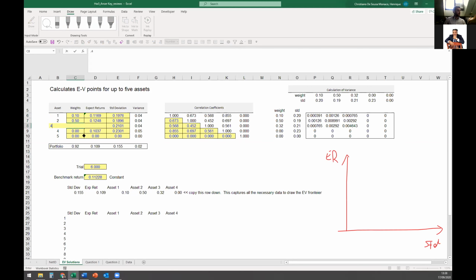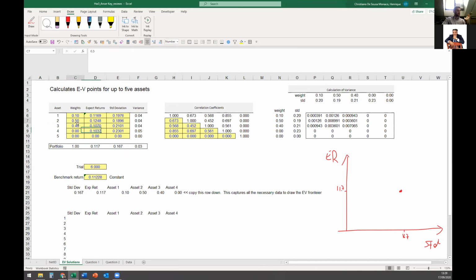And let's say here, I have this set here, 10% of asset one, 50% on asset two, and 40% on asset three. And over here, you're going to see the answers. So the expected returns and standard deviation of this portfolio. So for instance, if I mix those assets like that, I'll have here 11.7 and 16.7 returns. So this will be where my portfolio will be, right?